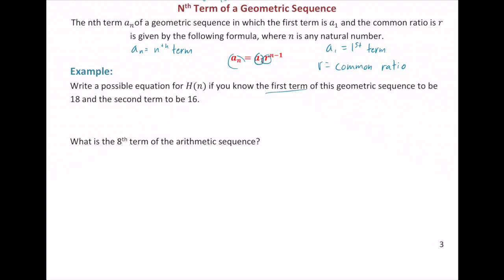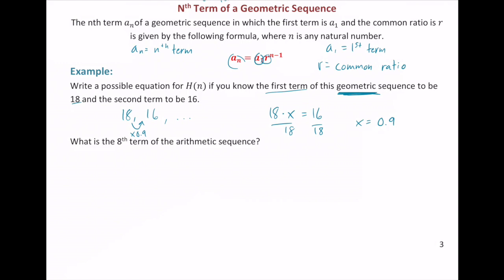Okay, the first term of our geometric sequence is 18, and the second term is 16. But we know this has to be a geometric sequence, so instead of addition, we're doing multiplication. So 18 times what number gets me 16? So we can do the math on here, divide both sides by 18. So we get about, let's just estimate this, 0.9. That's the number we're multiplying every time. So 18 multiplied by 0.9 gets us 16, and we can keep that pattern going.